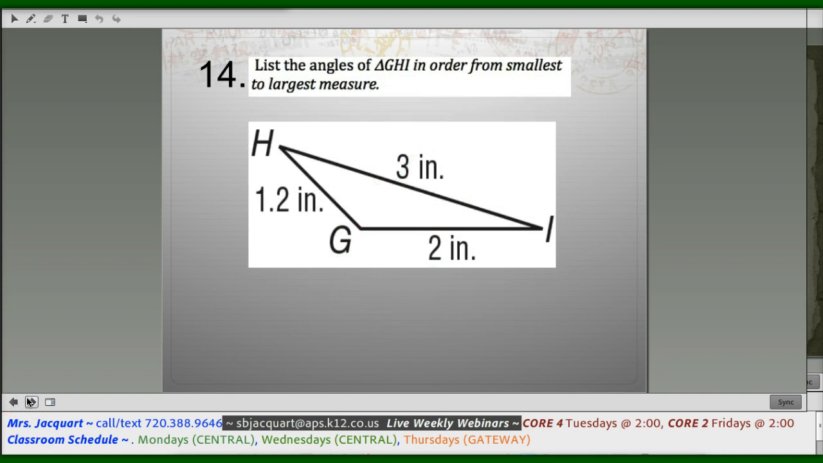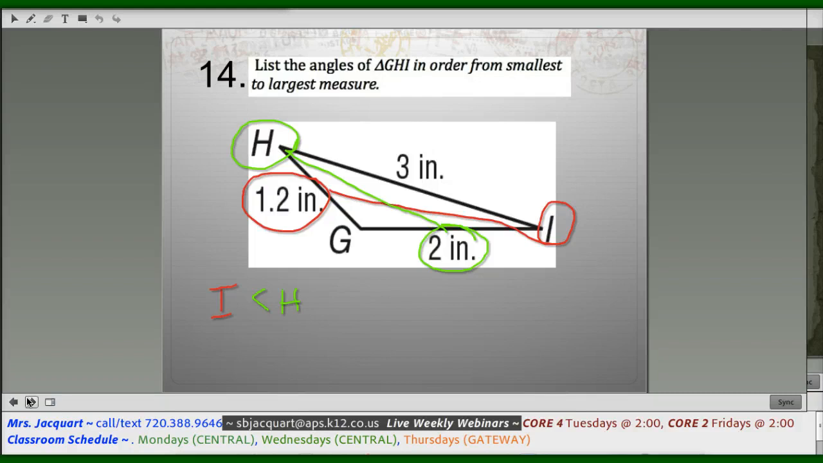Okay, list the angles in order from smallest to largest. Okay, so what I'm going to do is we're going to start with the smallest. If this is the smallest side, then that's the smallest angle, which is I. Then we're going to go to the next smallest side, which is 2. That's the smallest angle, H. Now we're going to go to the largest side, largest angle, G.